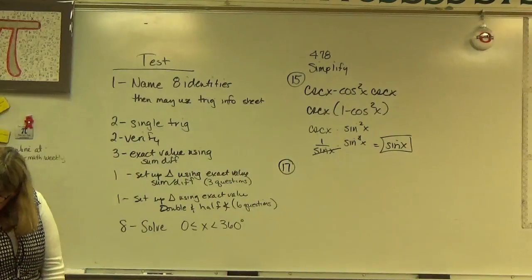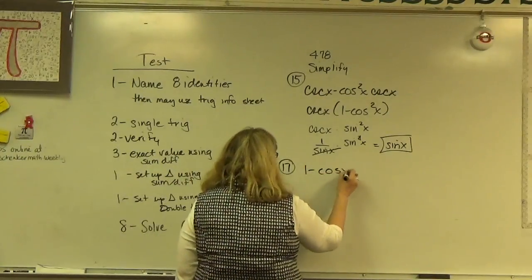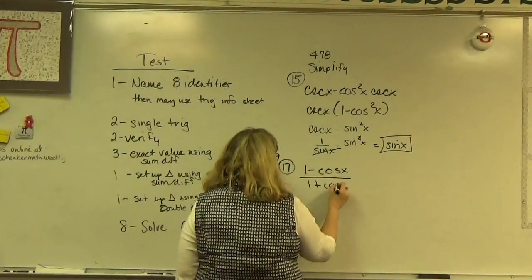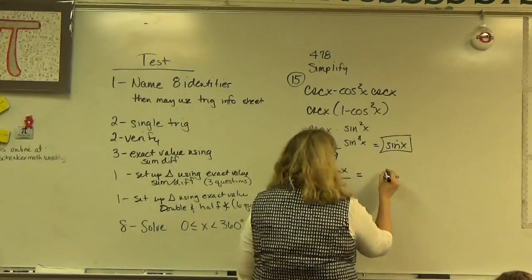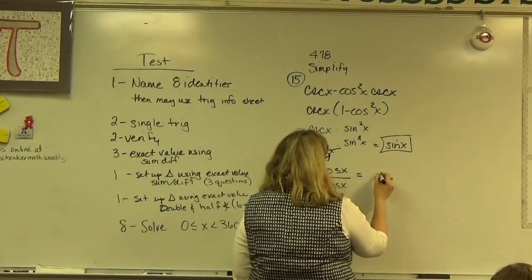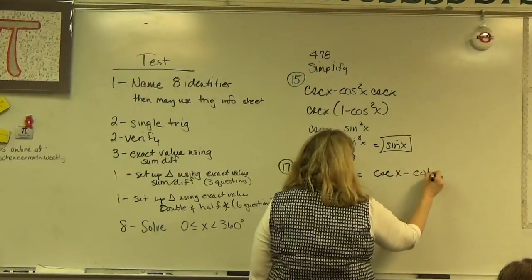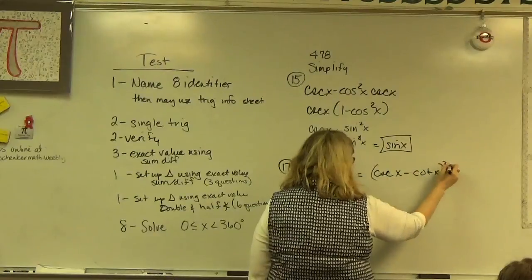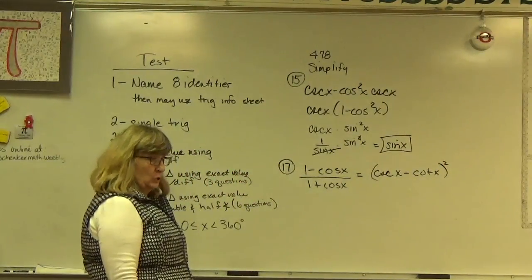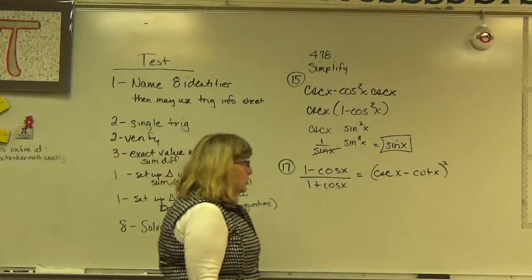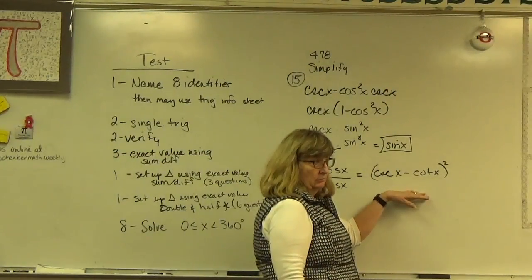So 17 is (1 minus cosine of x) over (1 plus cosine of x) equals (cosecant of x minus cotangent of x), quantity squared. Okay, which side do we want to work with? The squared side. Do you want to change what's inside the parentheses first?